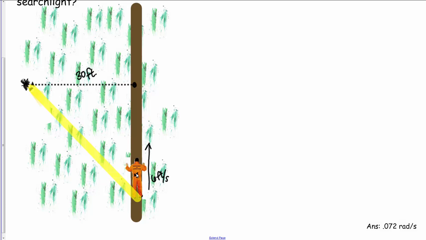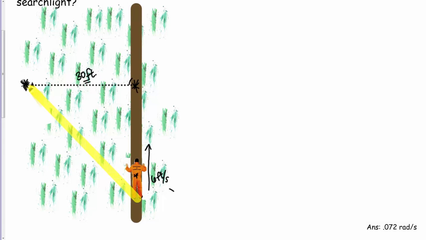The searchlight focuses on the convict as he walks, so we see that here with this light beam. At what rate is the searchlight rotating when the man is 40 feet from the point on the path closest to the searchlight? Well, here's the point on the path closest to the searchlight, the star I'm drawing. So we want to know what rate the searchlight is rotating at the point when he's 40 feet from the point I have marked with a star here.